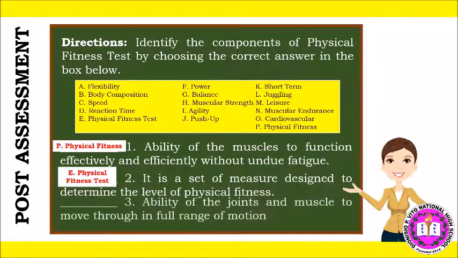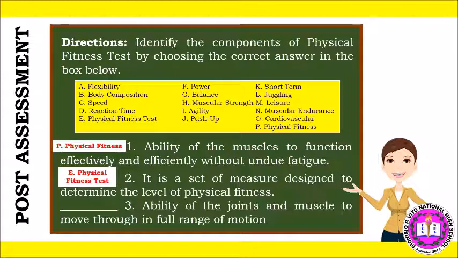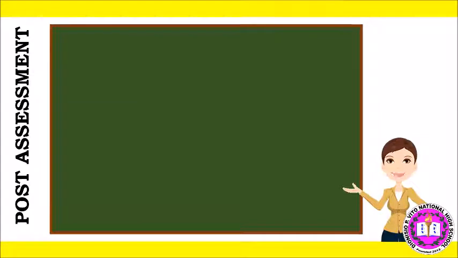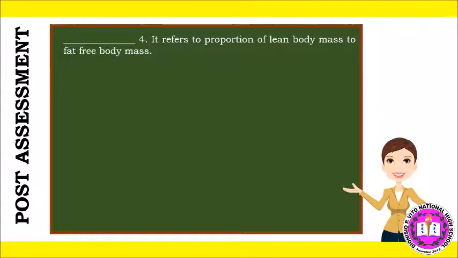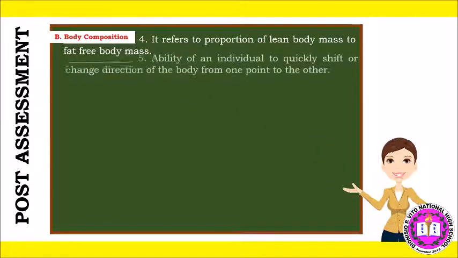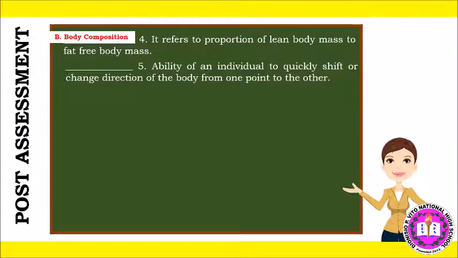Number 3. Ability of the joints and muscles to move through a full range of motion. The answer is flexibility. Number 4. It refers to the proportion of lean body mass to fat-free body mass. The answer is body composition. Number 5. Ability of an individual to quickly shift or change direction of the body from one point to the other. The answer is agility.